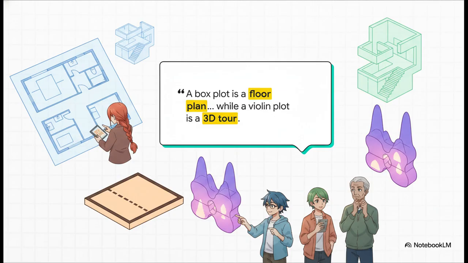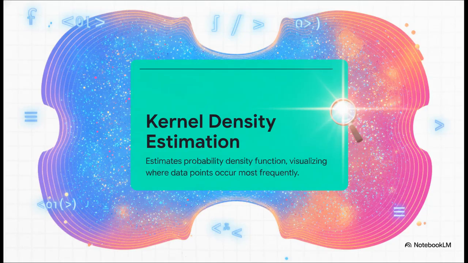That's exactly why I absolutely love this analogy from the biomedical data world. A box plot is a floor plan, while a violin plot is a 3D tour. Invented by Hinz and Nelson back in 1997, the violin plot doesn't just show you the walls and the center of your data, it reveals the true nuance, the multiple peaks, and those hidden clusters that a box plot just totally paves over.